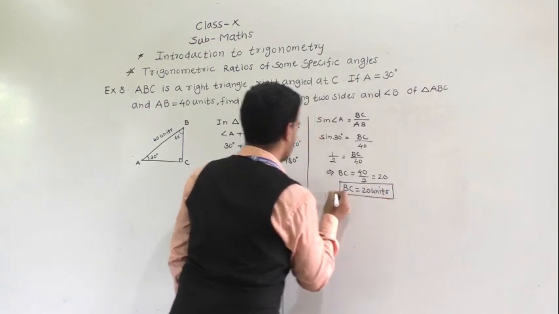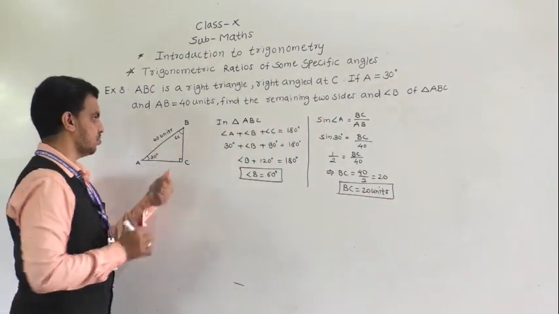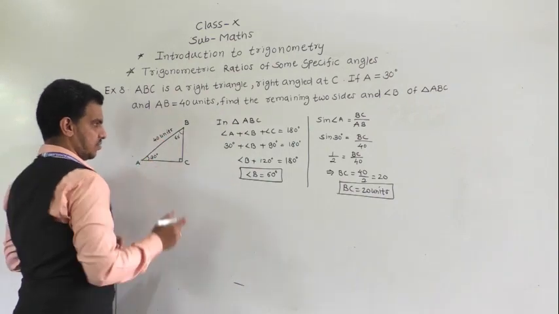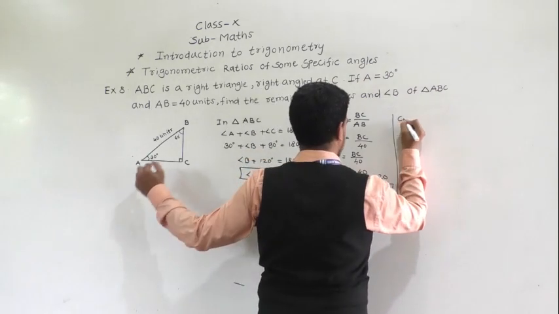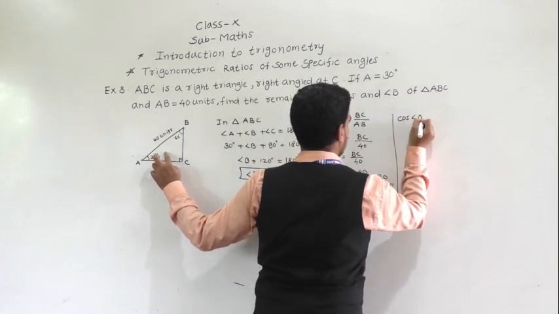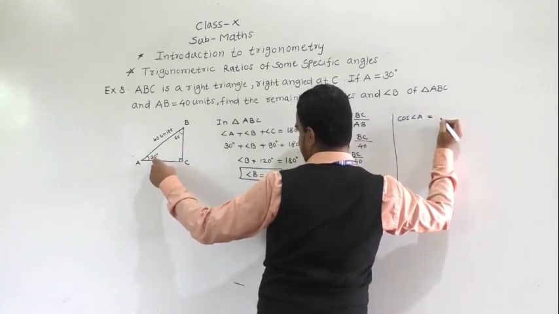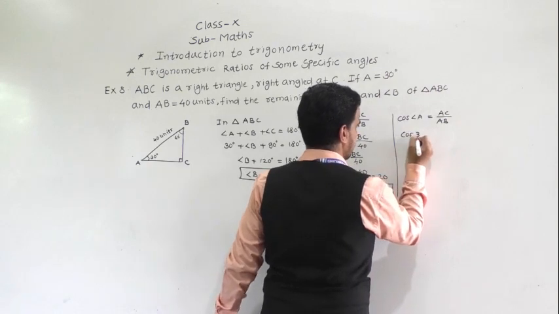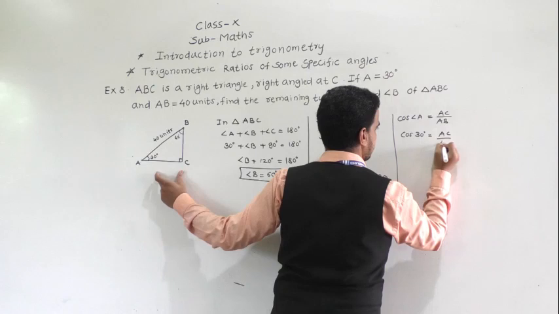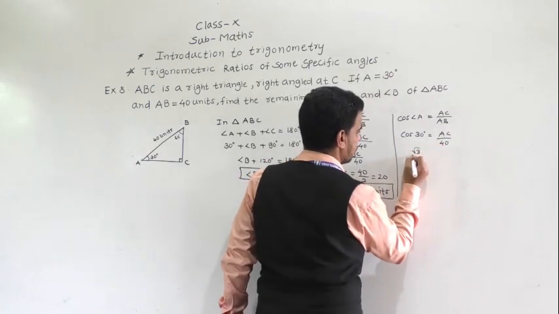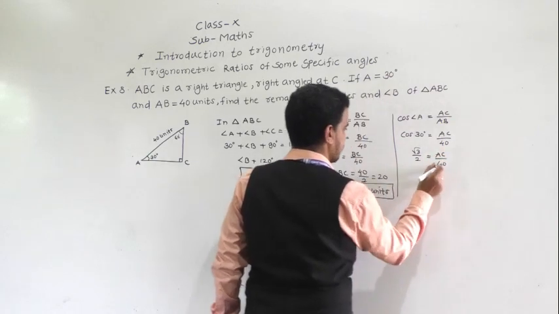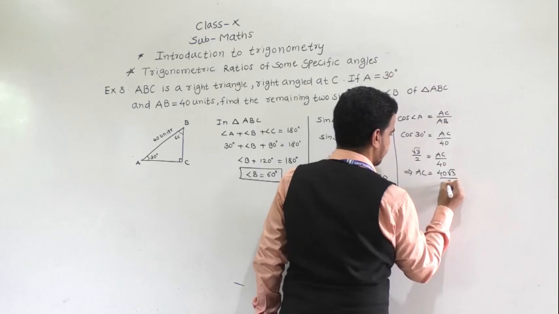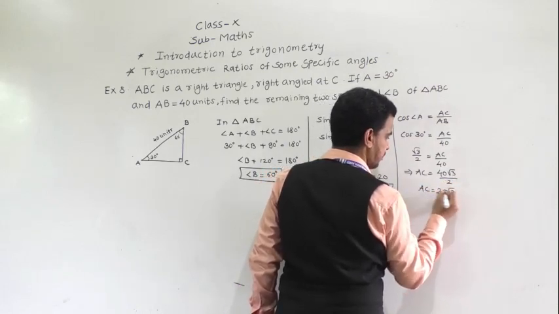Okay, now we have to find AC. Either you can use sine of angle B, so we will get AC divided by AB, or use cos of angle A. You can use any one ratio. So cos of angle A, the cos definition is adjacent side upon hypotenuse, so AC divided by AB. So cos 30 is equal to AC divided by AB, which is 40. Cos 30 value is root 3 by 2, equal to AC divided by 40. So if we shift this 40 here, we will have AC is equal to 40 root 3 divided by 2. That is, AC is equal to 20 root 3 units.